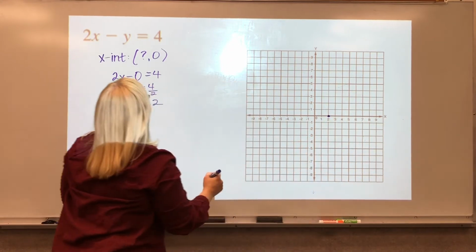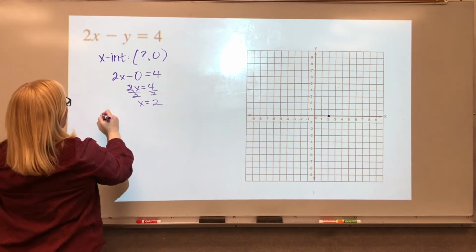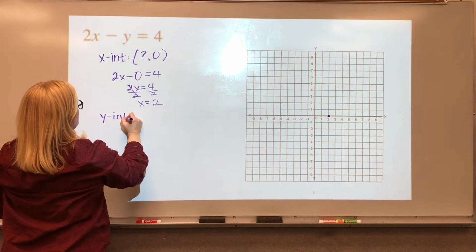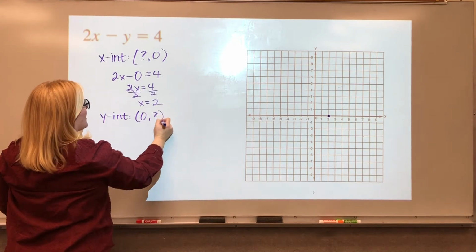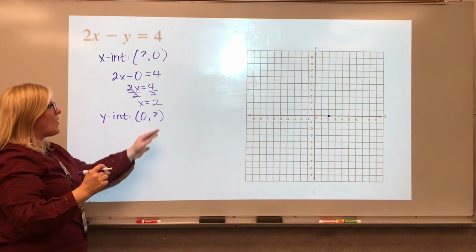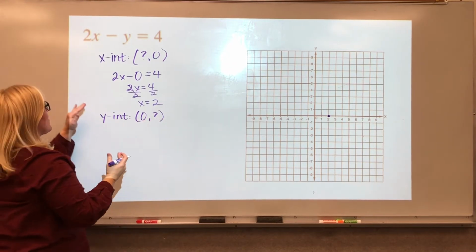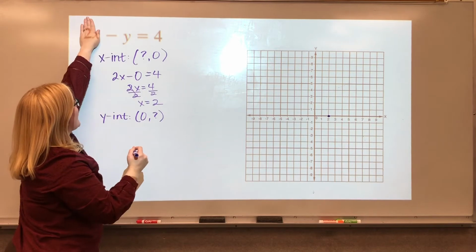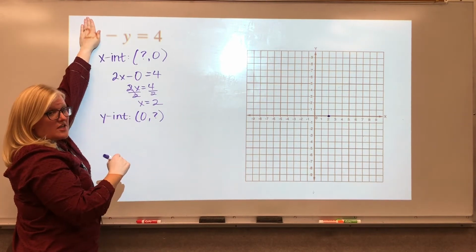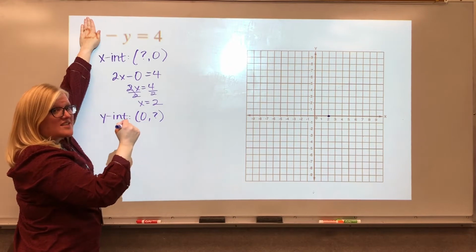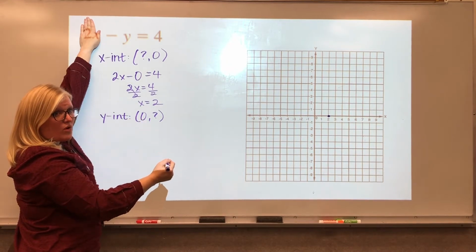Okay, same thing with the y-intercept. The x value is 0. My y-intercept, the y value, I don't know yet. So if I plug in 0 for x, I get negative y equals 4. So y is going to equal negative 4, right?